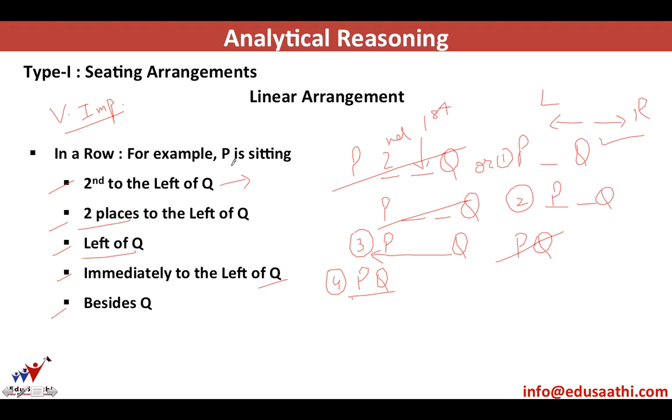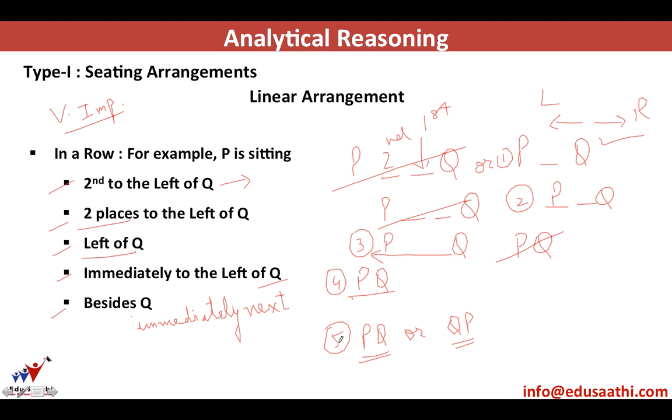Now fifth case, P is sitting beside Q. Now beside means immediately next to. This could also be marked as immediately next. P is sitting immediately next to Q. This could be either PQ or it could be QP. P would be beside Q, but it could be either immediately to the left or immediate right. So these are the possibilities for the fifth case.